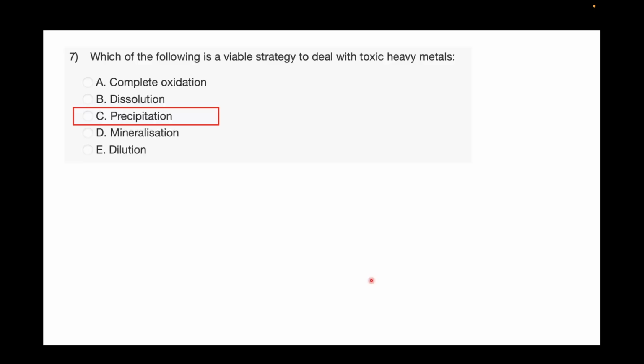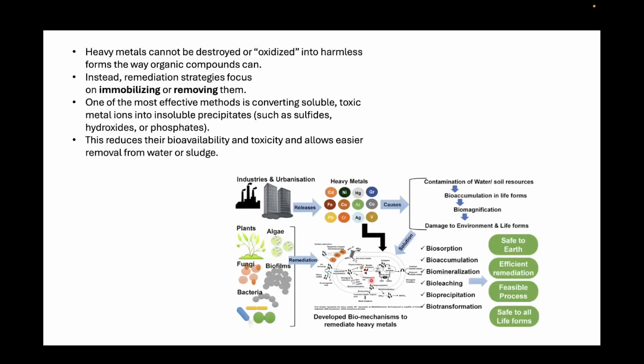Okay. Let us understand this procedure. Heavy metals have certain characteristic properties that they cannot be destroyed or oxidized into harmless forms the way organic compounds can. Organic compounds can be oxidized into harmless forms, but mostly heavy metals cannot be, because heavy metals are mostly unreactive. Instead, remediation strategies focus on immobilizing or removing them. So, if you reduce the flow or immobilize the heavy metals or remove them from the particular environment, then that is the only method that can be used.